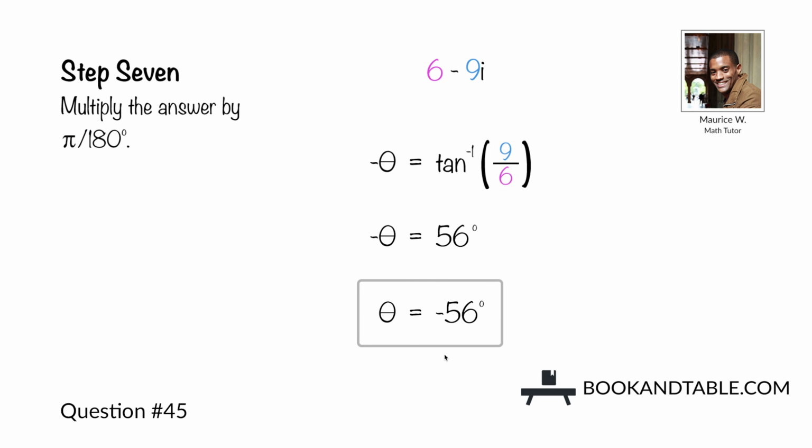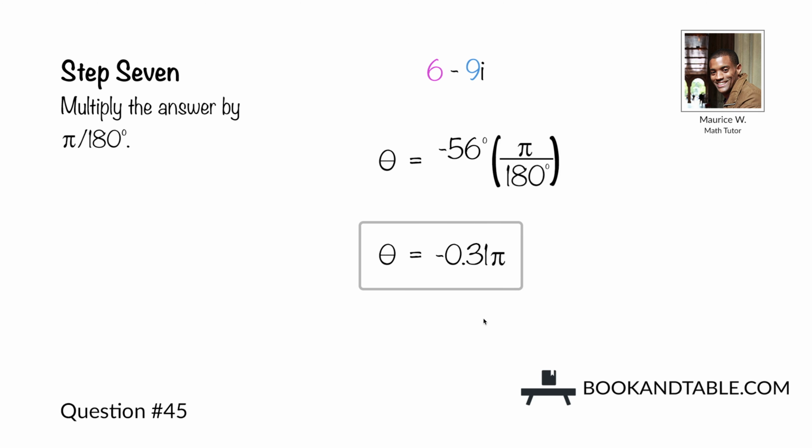And if we want this answer in radian form, then we want to multiply it times pi over 180 degrees, giving us negative 56 degrees divided by 180 degrees, which is negative 0.31 radian. So the argument of 6 minus 9i is negative 56 degrees, or negative 0.31 radian.